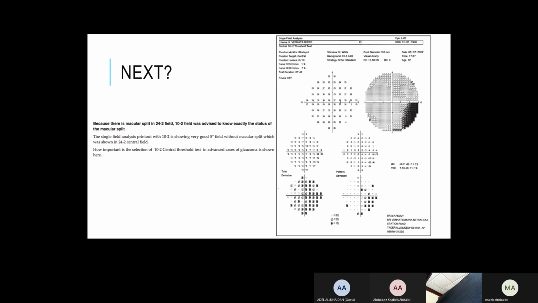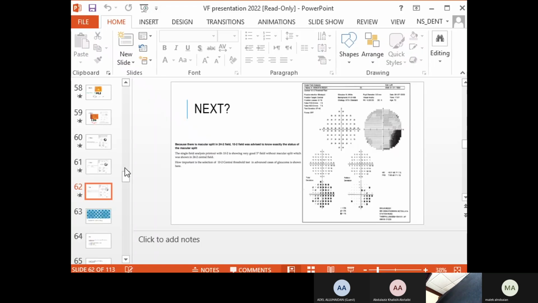The optic disc is how many degrees from the fovea? Anybody knows? 15, yes. So actually you will never see the blind spot in the 10 degree field. With 15-2 or 16-2 you will see it, but less than 15, you cannot see the blind spot. For the kinetic Goldmann visual field, we will not discuss it today, but we'll continue with cases.